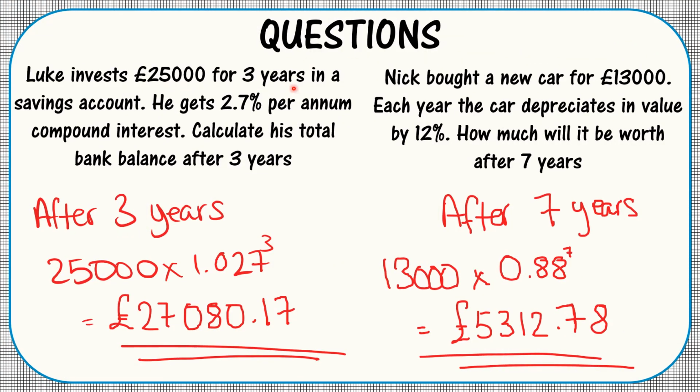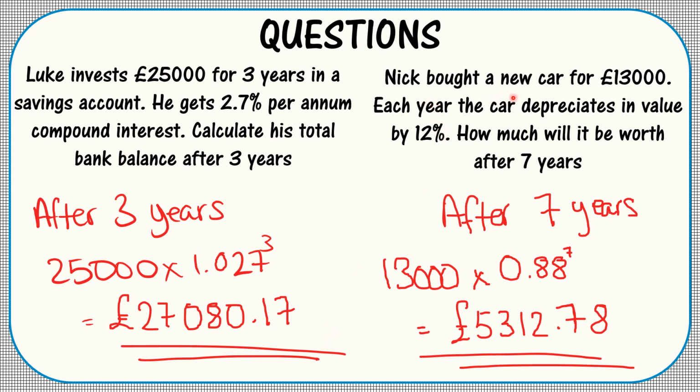Hopefully you had a chance to attempt these questions. Let's go through them. Luke invests £25,000 for 3 years in a savings account. He gets 2.7% per annum compound interest. Calculate his total bank balance after 3 years. So we're looking for the value after 3 years. We know that the starting amount was 25,000 times 1.027, which is the multiplier, to the power of 3 because we're looking for 3 years. Once you put this into a calculator, you get £27,080.17 to the nearest penny.